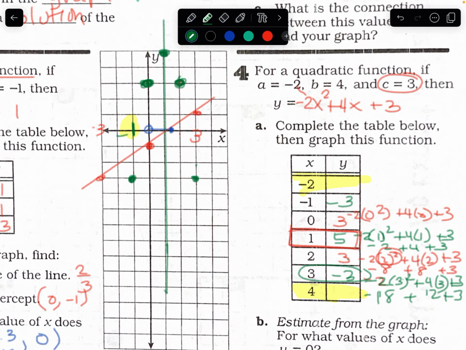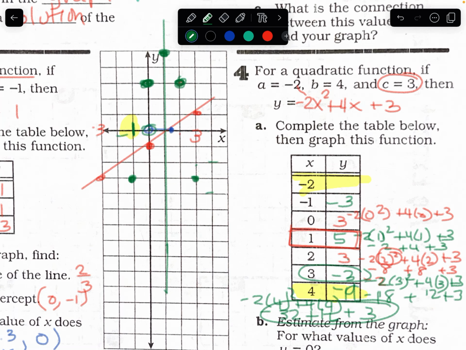Okay, put 4 in. -2 times 4 squared plus 4 times 4. That's -32 plus 16. That's -16. Plus 3. That's 9. That is -19. This answer is -4. 0 is here. So 4 is here, -19.